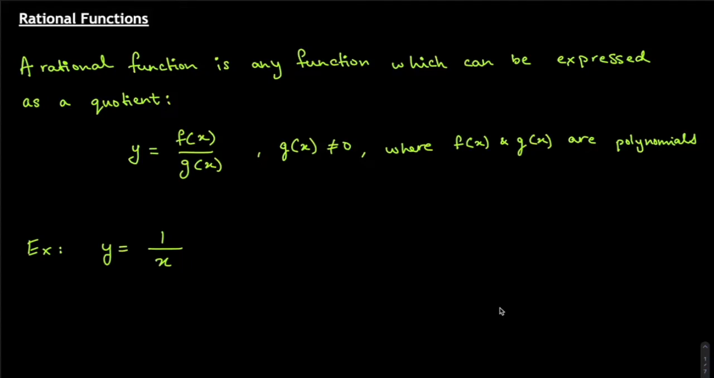Hi everyone. Today we'll take a look at rational functions. So a rational function is any function which can be expressed as a quotient. So in this case, we have a rational function in the form of f of x upon g of x, right? Where g of x does not equal 0.